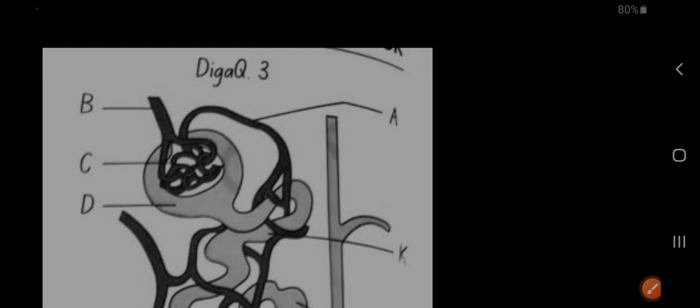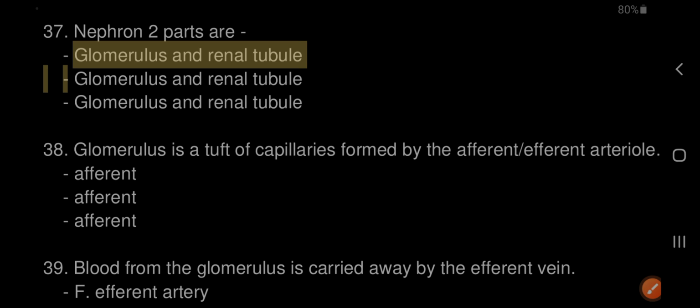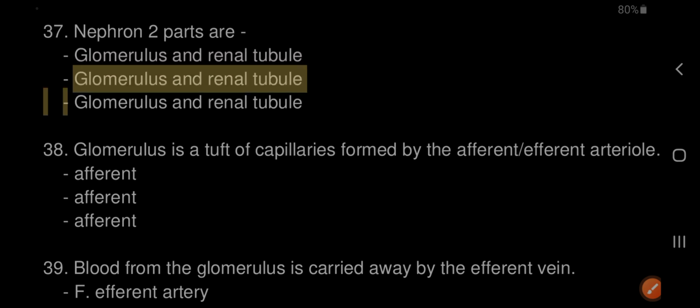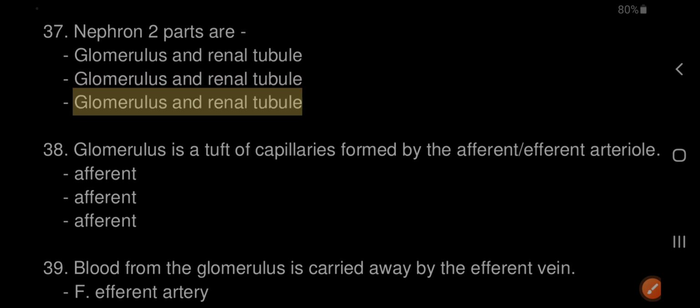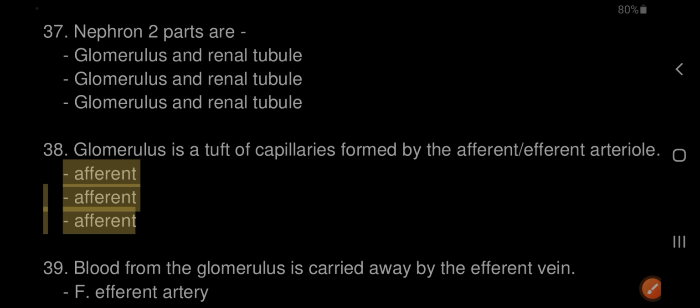37. Nephron's two parts are glomerulus and renal tubule. 38. Glomerulus is a tuft of capillaries formed by the afferent arteriole.